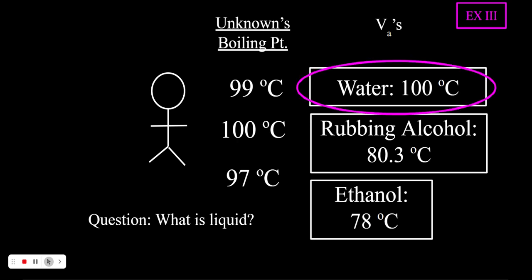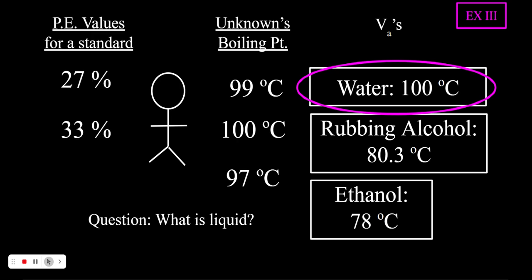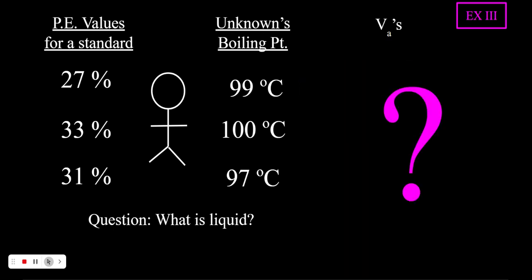But then when you look at the percent error values, you're like, well, it's got to be water because they're close. But then when you look at the percent error values, they're way big. Therefore, you can't trust the closeness of the unknown's value to the accepted value. Therefore, you're like, I have no idea what it is.